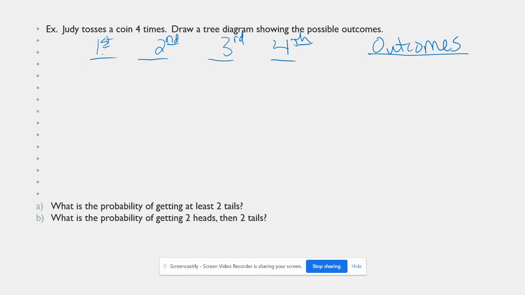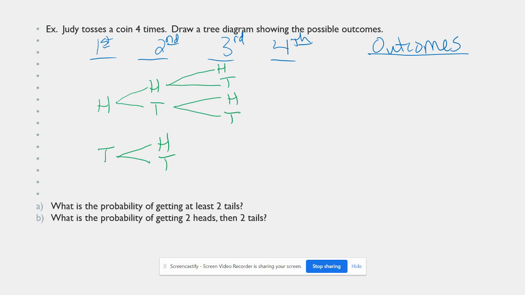So on our first coin toss, you have a possibility of heads or tails. Then I flip the coin again. I still have a possibility of heads or tails regardless of whichever one landed first because I haven't changed the coin. Then on our third toss, regardless of what landed on our second one, our coin is still the same, still has a heads and a tails. So we still have heads or tails being possible regardless of what the outcome was of our second toss.